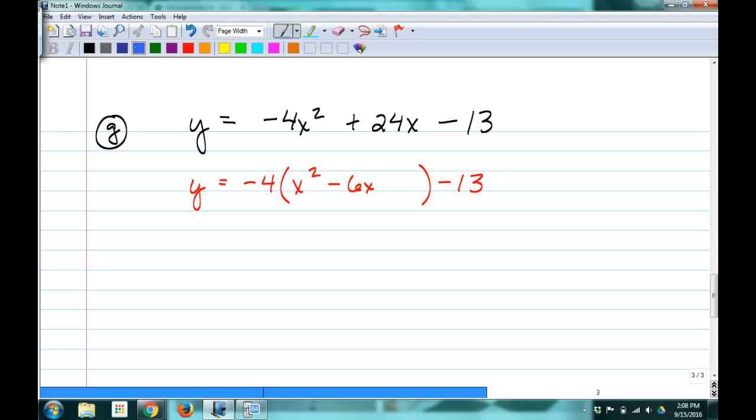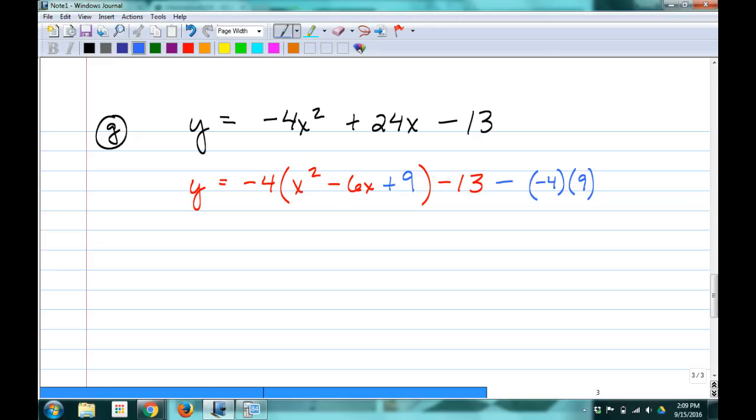So how much am I adding inside of the parentheses? Where's that coming from? Half of b. Half of negative 6 is negative 3. We square that, and that's where, again, you add 9 in there. Okay, and then how much do we subtract on the outside? Negative 4 times 9. Whatever we add on the inside, we got to multiply by what's out here. Yes, you will always subtract out there.